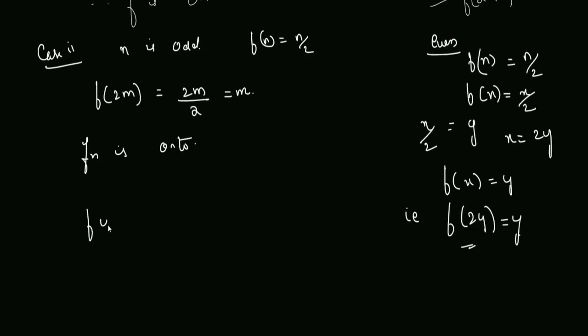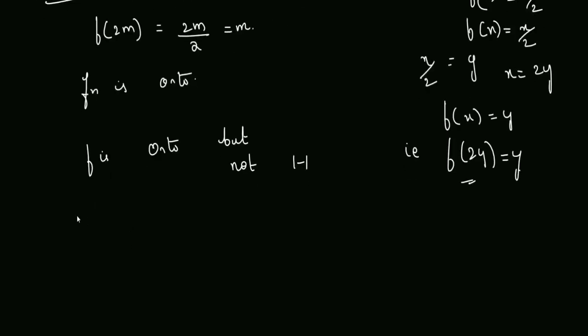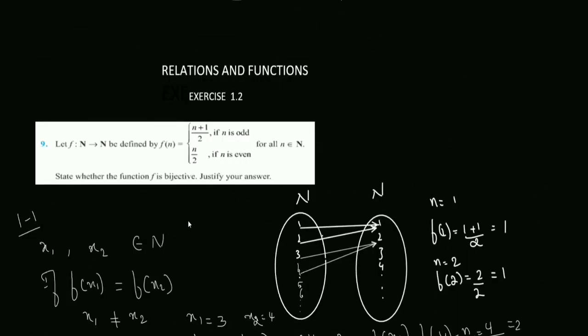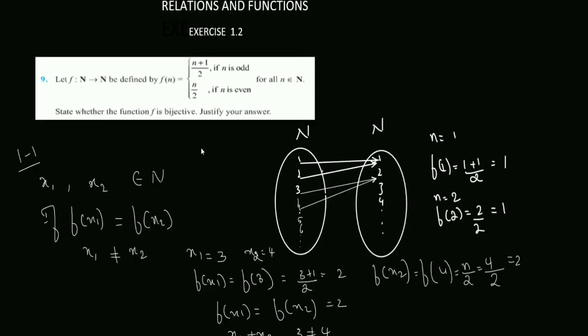So f is onto, but not 1 to 1. Therefore, f is not bijective. That's what they ask you to check: state whether the function f is bijective. It is not bijective because it is not 1 to 1, but it is onto. We'll move on to the next question.